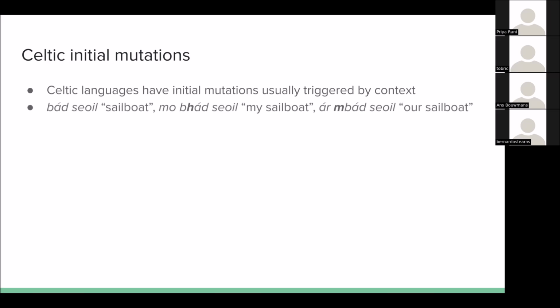So a simple example, a sailboat is a bád seoil, but if I say my sailboat, it changes the pronunciation and the spelling of bád to mo bhád, BH. And if I say our sailboat, it's yet another change to ár mbád seoil. There are lots of contexts in which this happens.